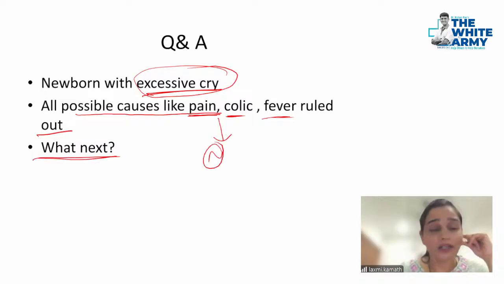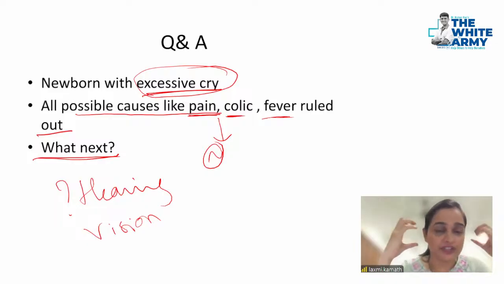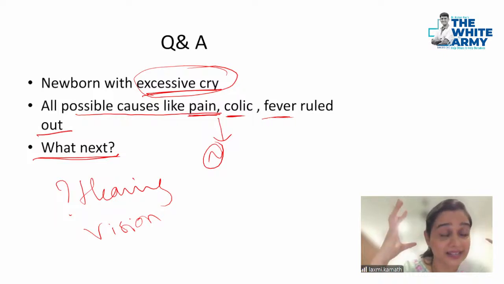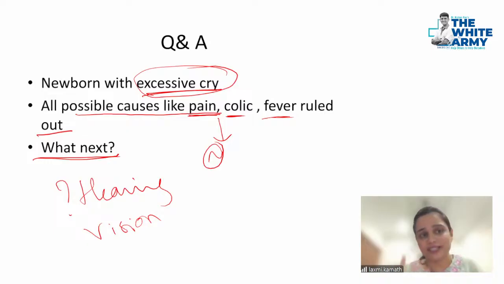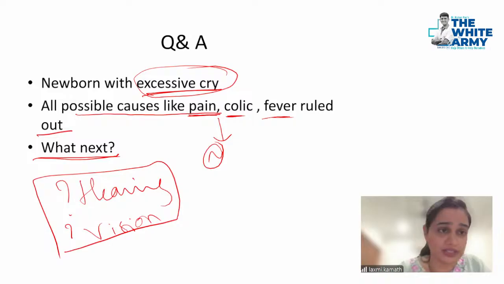A child who has excessive cry without any organic cause probably has a hearing or vision problem. Why so? Because the child craves a sensory input. When there is no sensory input, the child is not able to see, or is blind, or is deaf, automatically the only way the child can stimulate himself is by crying, and he wants to be held, and that's the only sensory stimulus he gets. So if you don't find an organic cause for excessive cry, you have to keep in mind that it can be a problem in vision or hearing.